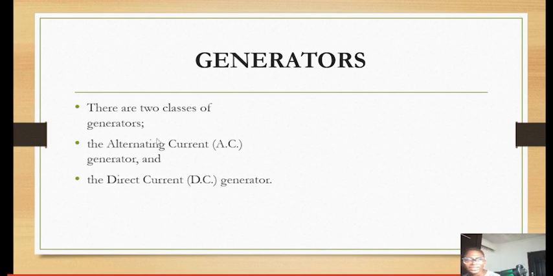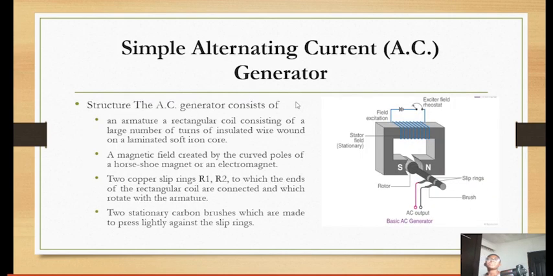Generators. There are two types of generator: alternating current and direct current. You know the meaning of alternating current: it is not flowing in a straight line, while direct current is the one that is flowing straight. So, direct current generator, like from the battery, and alternating current generator. Let's start with the simple alternating current, the AC generator.